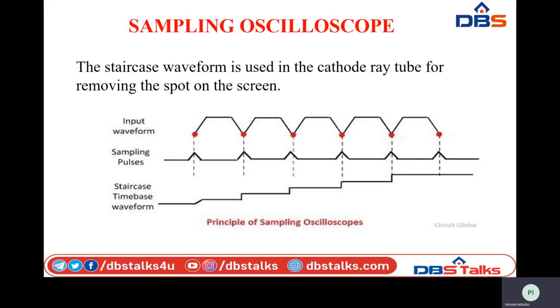So here we have the input signal waveform. On the sample pulses, the operation of the diode sampling starts and the signal is going to be sampled. After that, the waveform is going to be advanced, and we will obtain the different samples together.